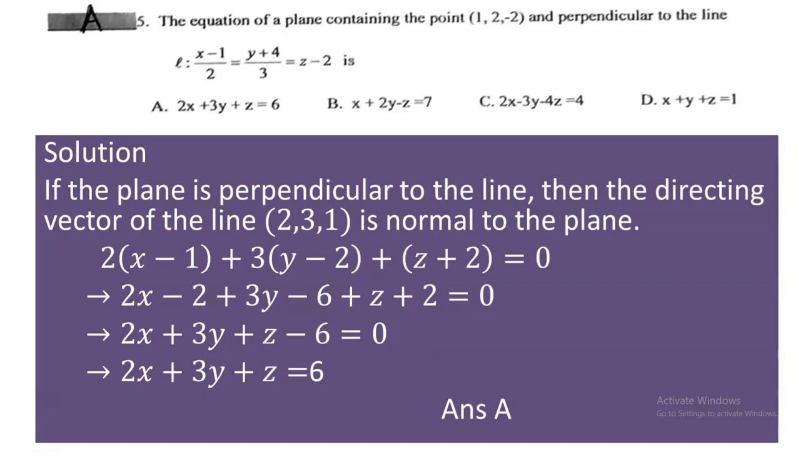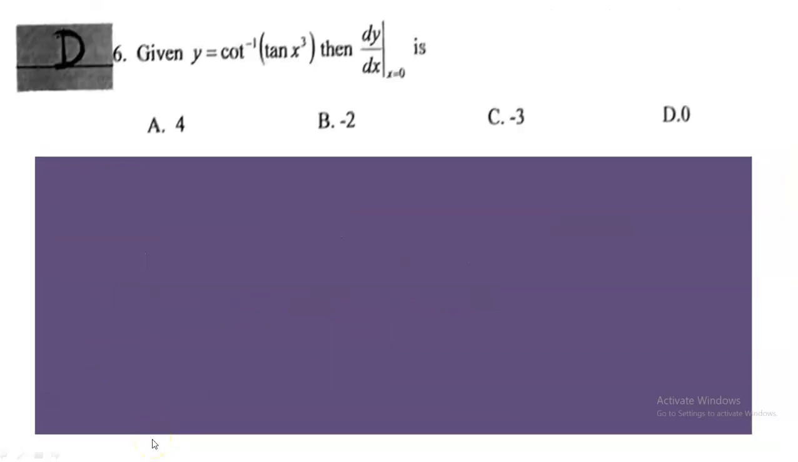And having this into account, what comes next is question number 6. When we go to question number 6, we have this one. It says given an equation y = cot inverse of tan x cubed, then here you are asked to find the derivative of y with respect to x at x = 0.